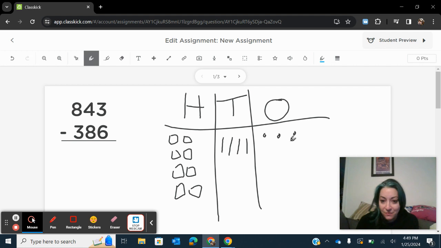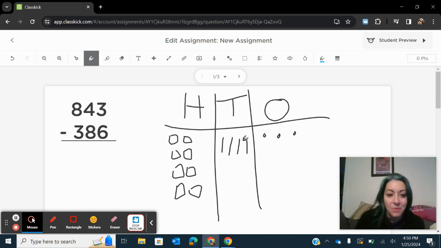Let me look over here. Oh no, I only have 3 ones. What am I going to do? Well, here's what you do. I call it the bank of the tens. You go to the next place value over to that bank, because technically this number represents a larger quantity than this number. So even though it looks like you don't have enough ones, you really do. You just have to regroup. You make it look a little bit different.